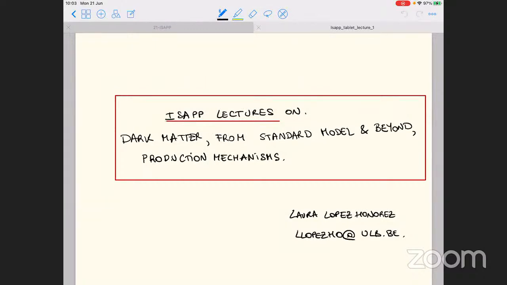My topic is dark matter from the standard model and beyond, and production mechanism. What I really want to do is not to go through all possible dark matter scenarios, but to pick essentially 2 dark matter scenarios and try to go through the largest number of dark matter production mechanisms I can. In order to do that, I will first give you the setup within which I'm going to work.